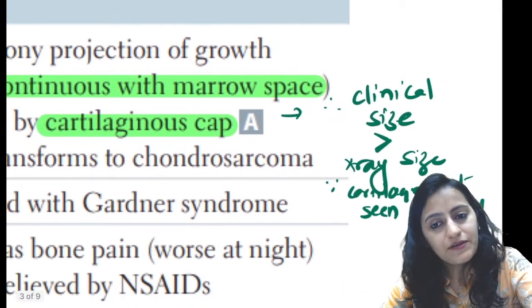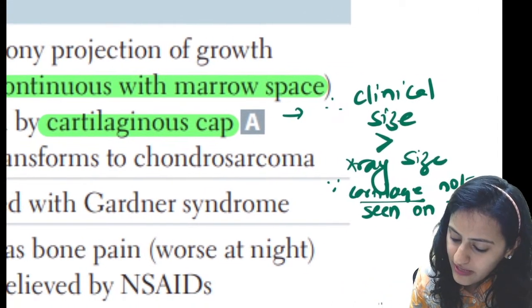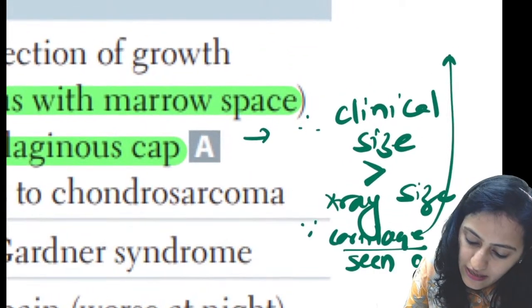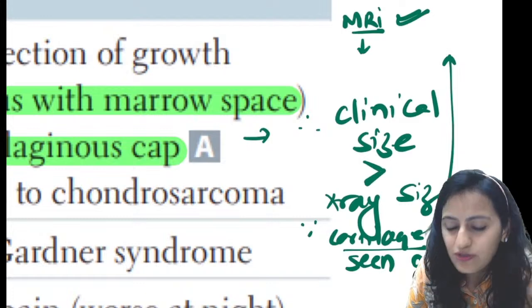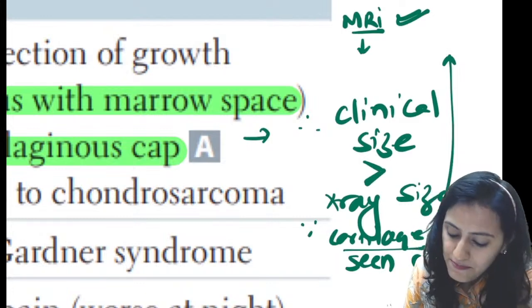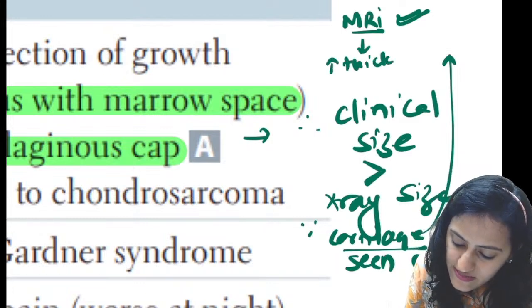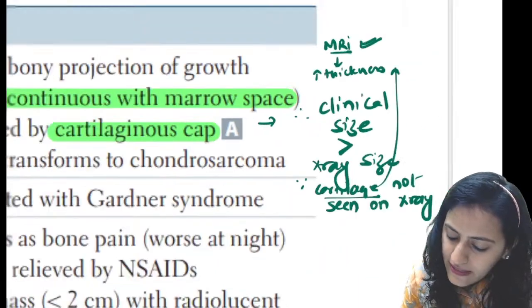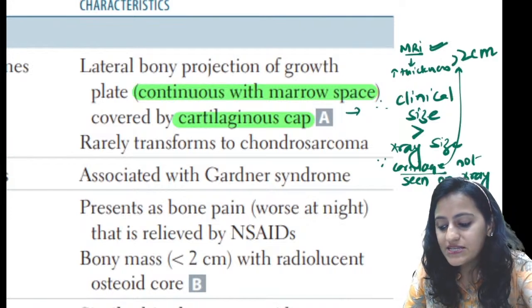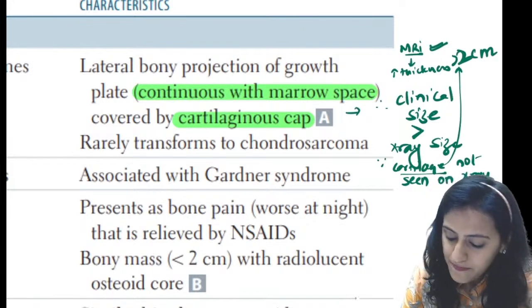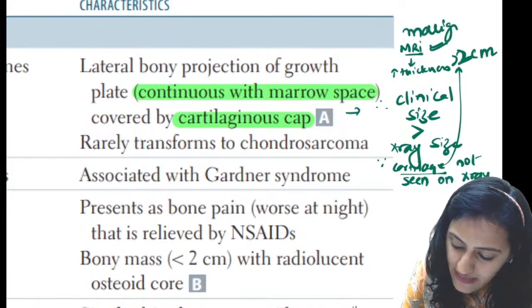So if you want to have a look at the cartilage, then what investigation should we do? We should do MRI. And what is the role of MRI? To look at the cartilage cap. So remember the increased thickness of the cartilage cap, increased thickness more than 2 centimeters, is suggestive of malignant change.